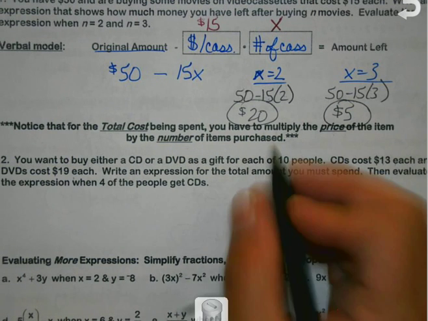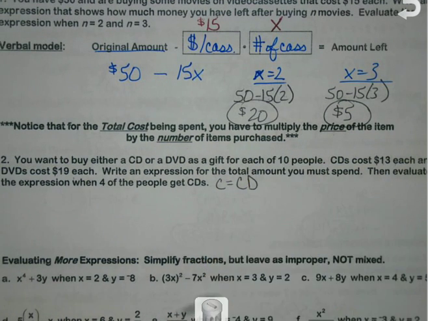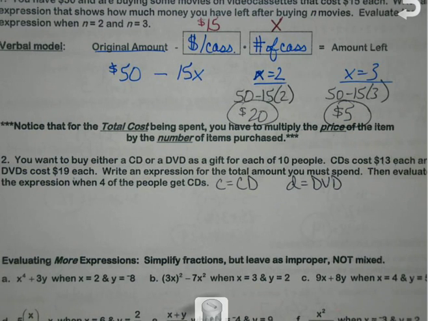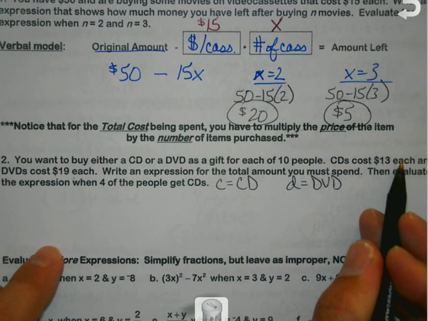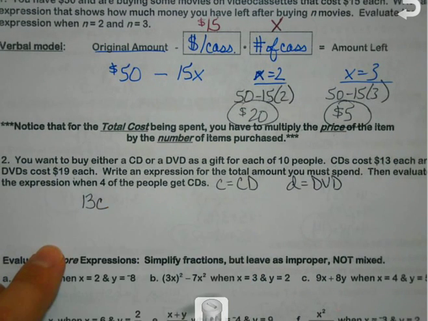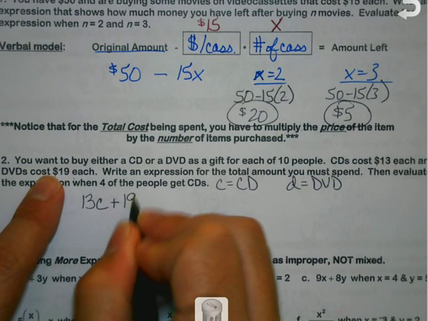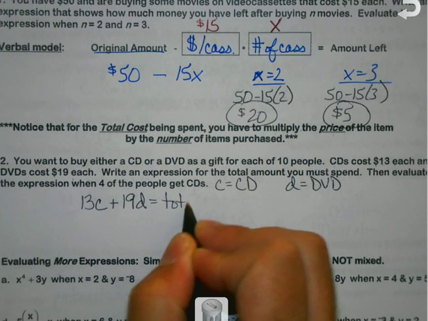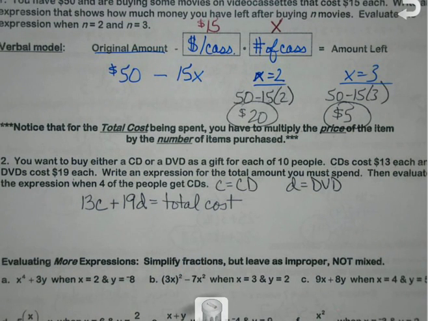So I look and I'm going to say, okay, I'm going to have a CD be C, and I'm going to use D for my DVDs, just so whoever's looking at this knows which thing is which. So I look at the first part and I go, okay, CDs cost $13 each. So price times quantity, $13 times the number of CDs that I'm purchasing, plus the cost of a DVD times the number of DVDs I have. I don't know that quite yet. And that's going to be my total cost. You're like, so I don't use the 10 anywhere? Not in that problem, but we're going to get to use it here in just a second.